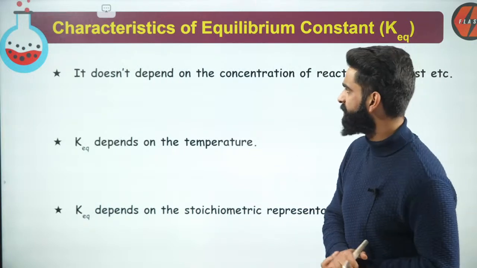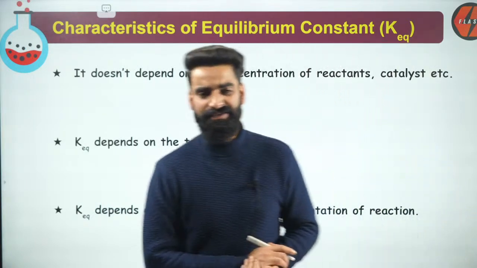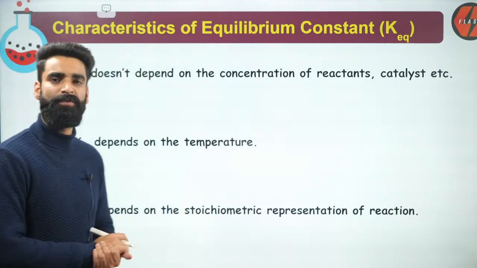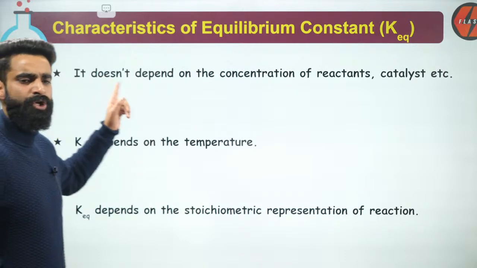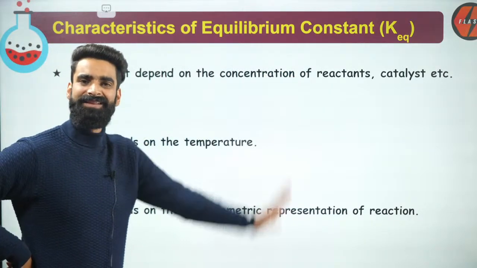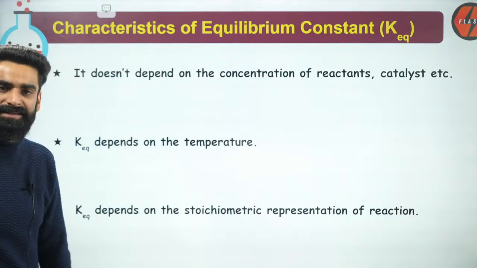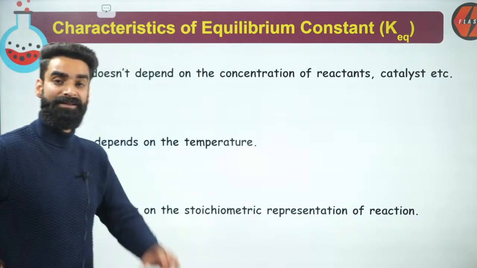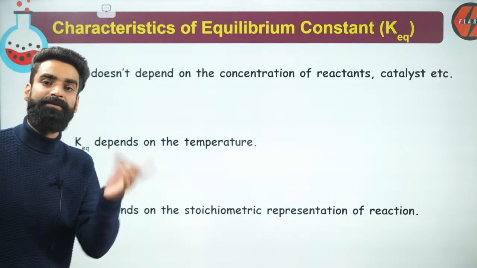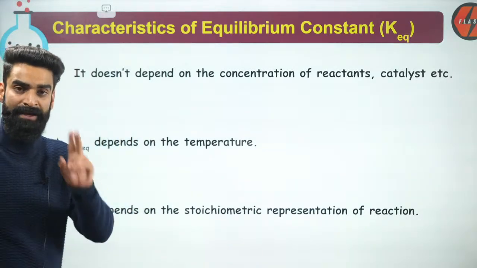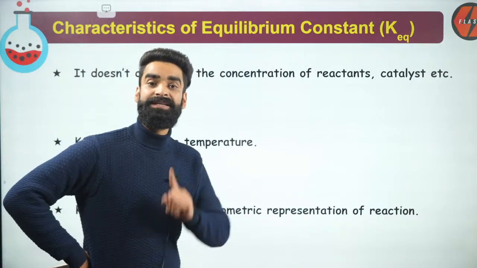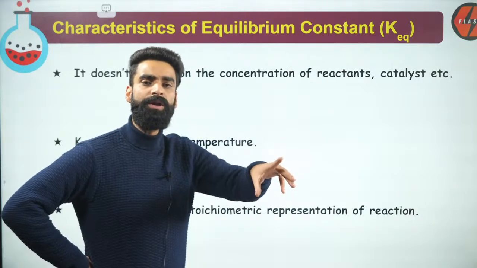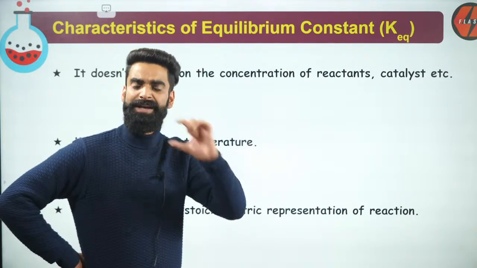Very, very simple. First of all, talking about the characteristics of the equilibrium constant. There are a few characteristics which I want you guys to remember. First thing, it does not depend on the initial concentration of reactants and on the catalyst. The value of equilibrium constant is independent of the initial concentration of reactants. Second, the value of equilibrium constant is independent of the usage of catalyst as well. Catalyst has got no role for the value of equilibrium constant, right?